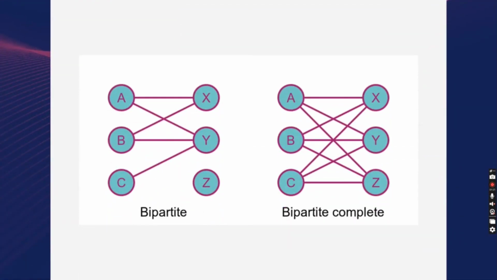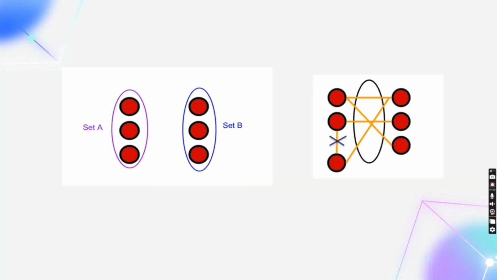Here is an example of a bipartite graph and a complete bipartite graph. A bipartite graph contains vertices. These vertices are divided into two disjoint sets, for example, set A and set B, which are circled. Each edge is a possible match between two vertices. However, an edge cannot match two vertices that are in the same set, like this.